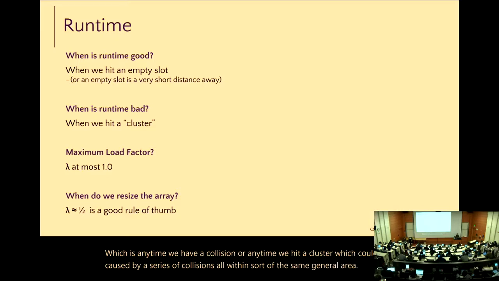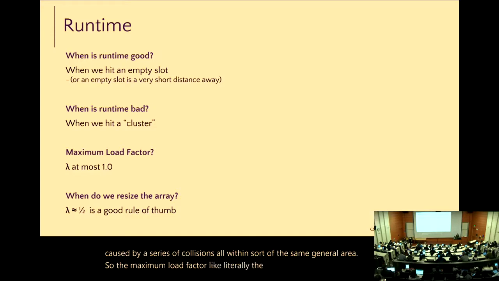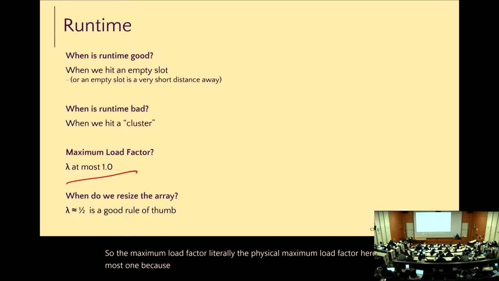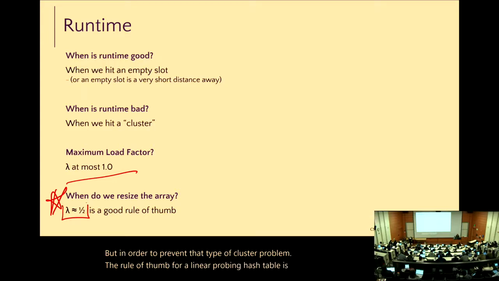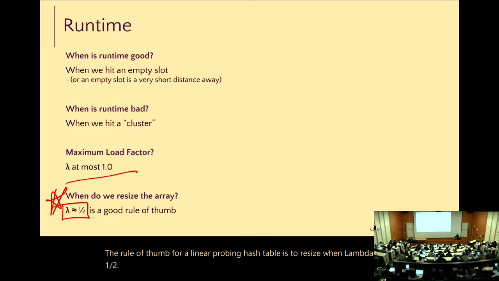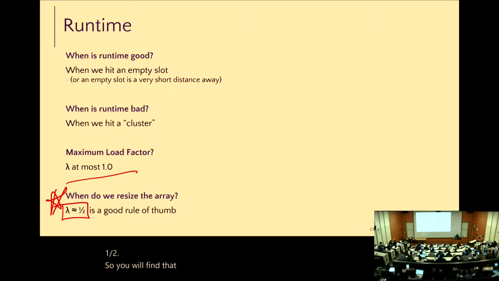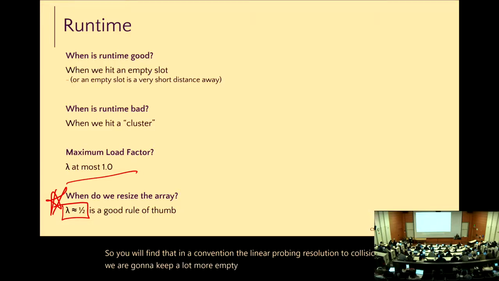So the maximum load factor, the literal physical maximum load factor here, is at most one, because this array cannot store more than a singular thing at each bucket. Each bucket is maybe of type pair. But in order to prevent that type of cluster problem, the rule of thumb for a linear probing hash table is to resize when lambda is 1/2. So you will find that by convention, with linear probing we're going to keep a lot more empty space available in our hash table. We're going to resize a little bit more regularly.